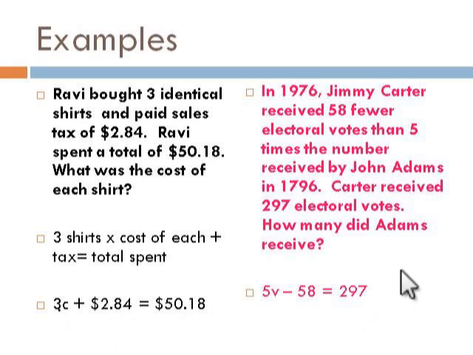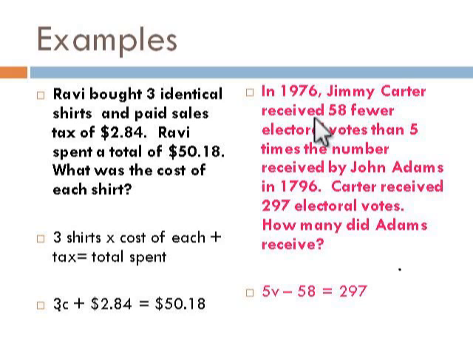Let's look at the one about votes. In 1976, Jimmy Carter received 58 fewer electoral votes than 5 times the number received by John Adams in 1796. Carter received 297 electoral votes. How many did Adams receive? So, both sides of this equation have to be how many votes Carter has, because we know that. We know that Carter received 297 votes. So equals 297.